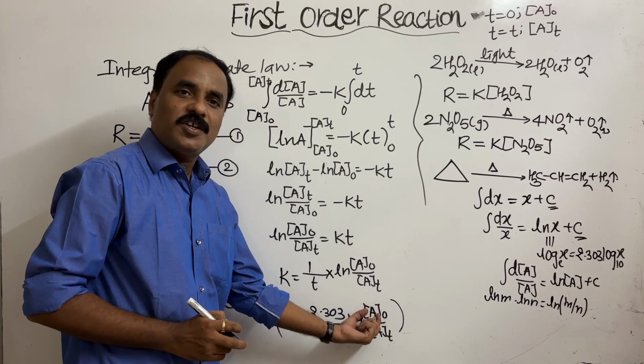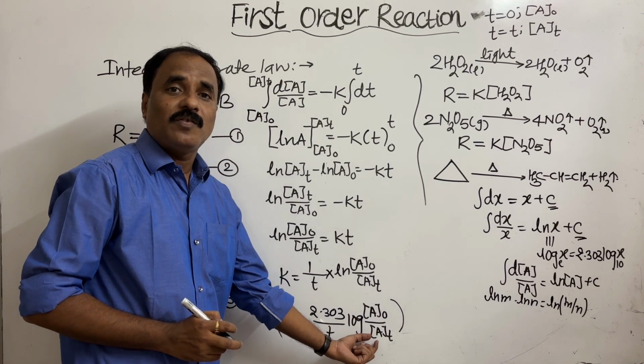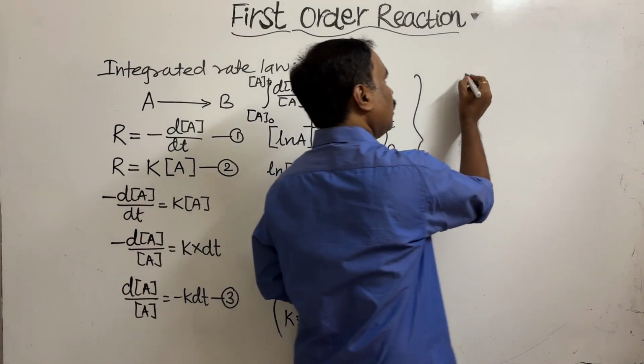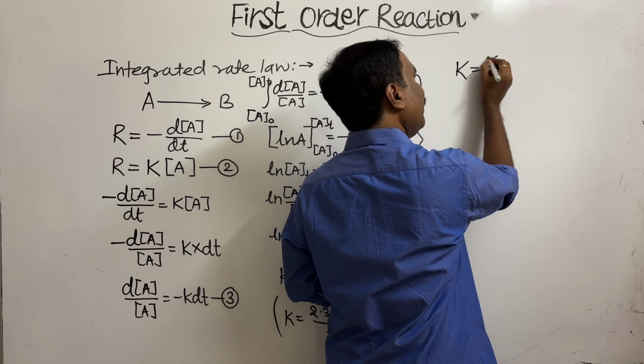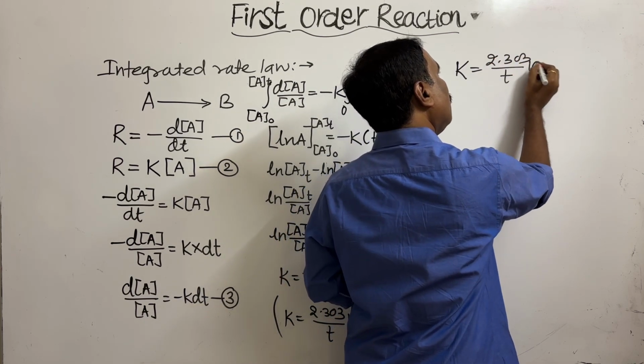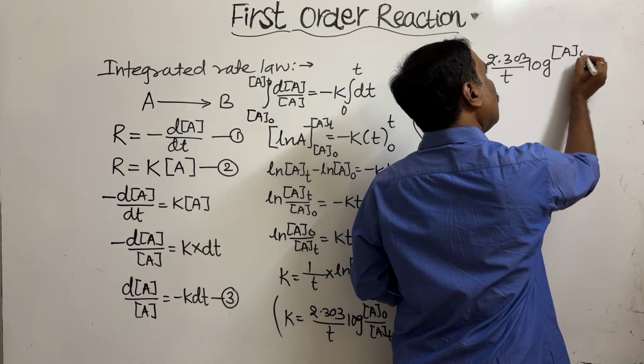A0 is the initial concentration of reacting molecule. What is AT? This is the final concentration of reacting molecule. Unit of rate constant in first order kinetics. K is equal to, we know that 2.303 upon t log of A0 upon AT.